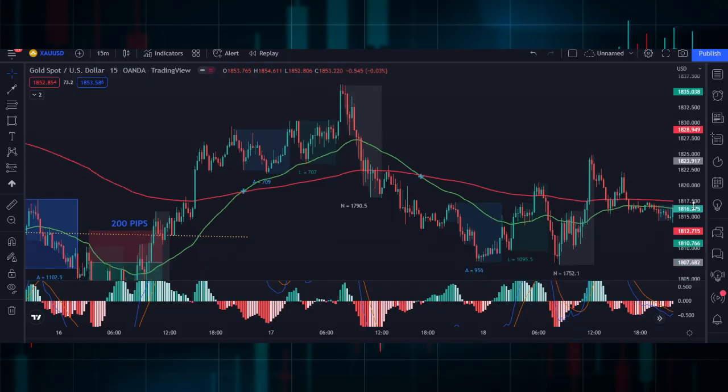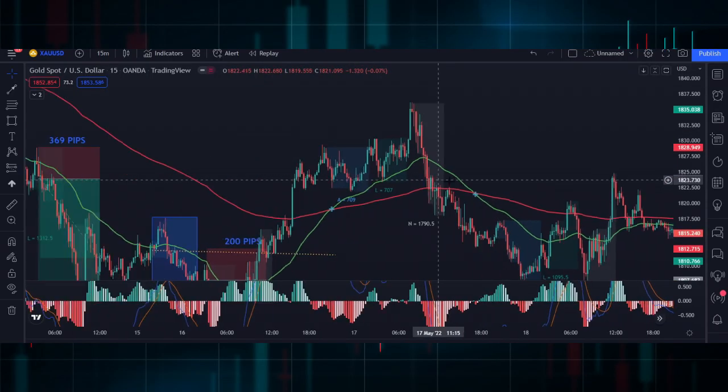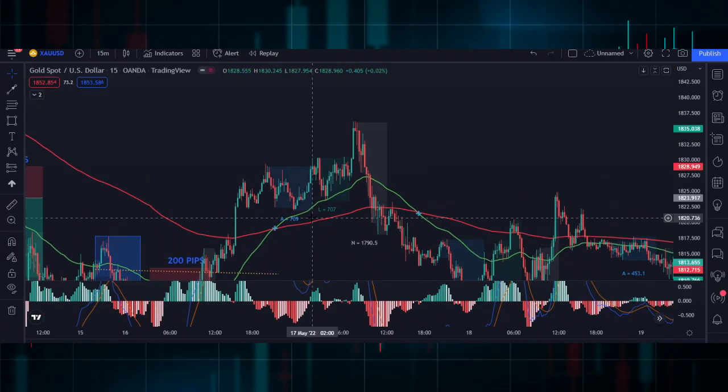Okay, now we have some buying trades. If you look closely, you can see that there was a crossover between the 200 EMA and the 50 EMA. So that means that we're now looking for buys. So let's draw the Asian box.